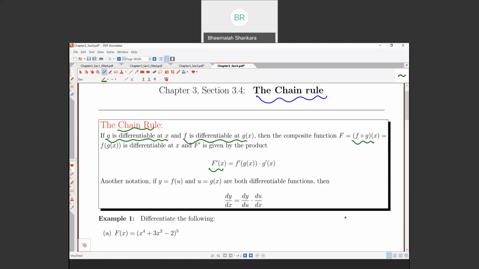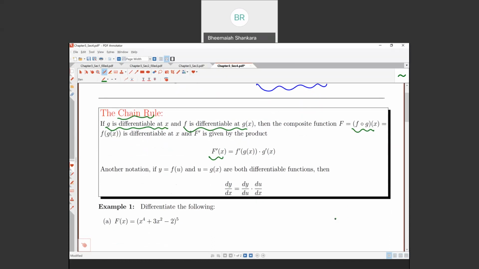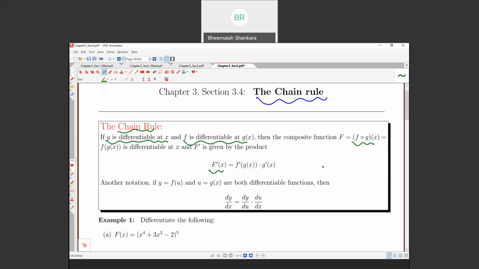You can also write, if y is a function of u and u is a function of x, then the derivative of y with respect to x is dy with respect to u times du with respect to x. So I want you to observe the definition here, which is f o g of x. Say you're deriving a composite function f of g of x.